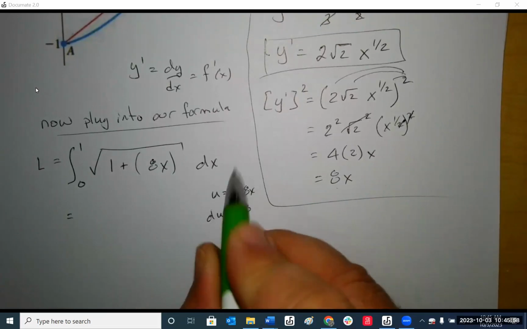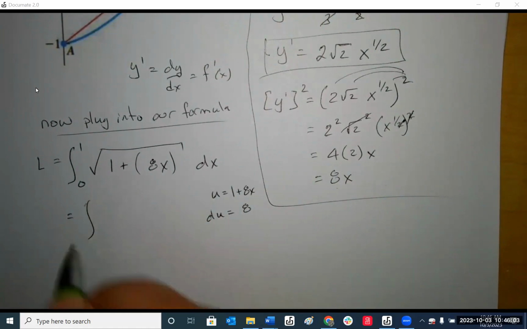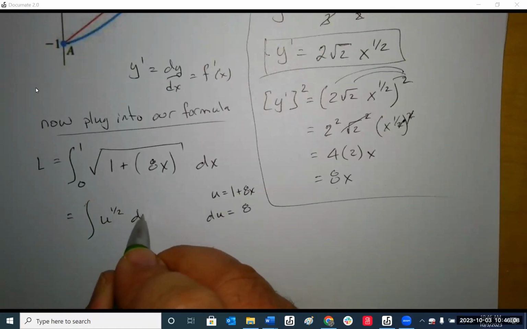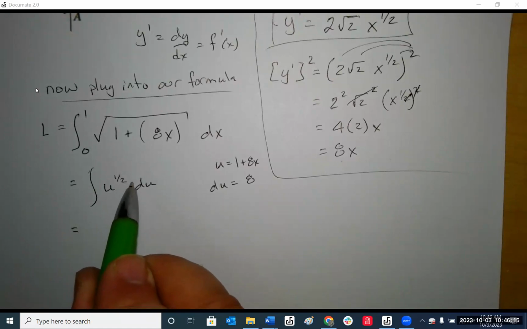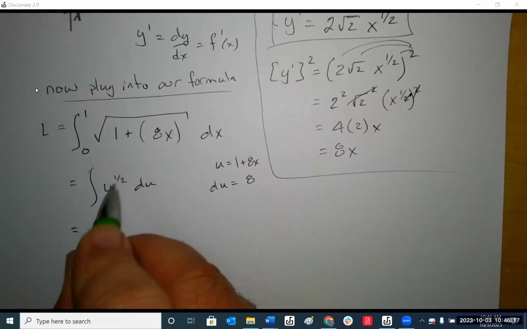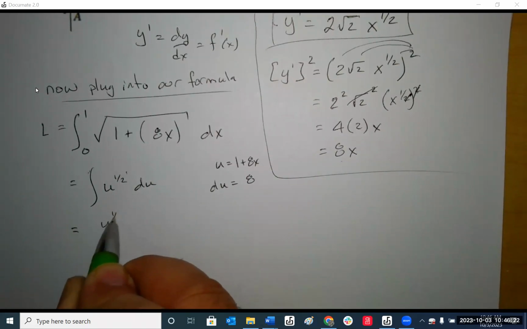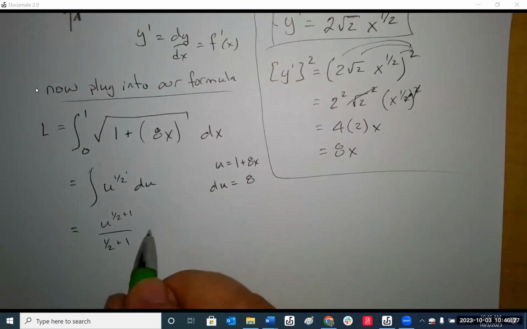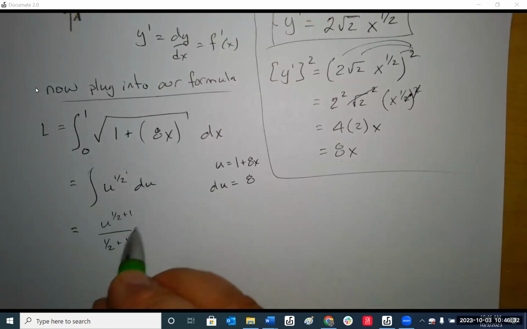So we're going to have u to the power 1/2 du. One half integral, you have to add 1 to the exponent. So we have u to the 1/2 plus 1 over 1/2 plus 1. That's the outside. Leave the inside alone.